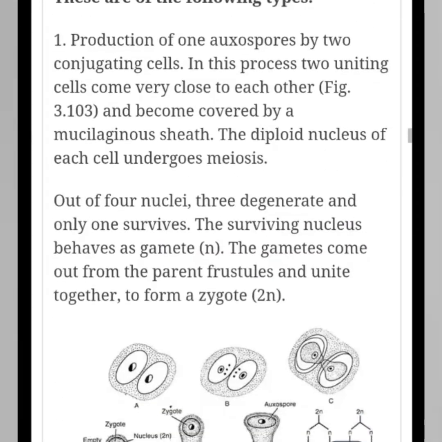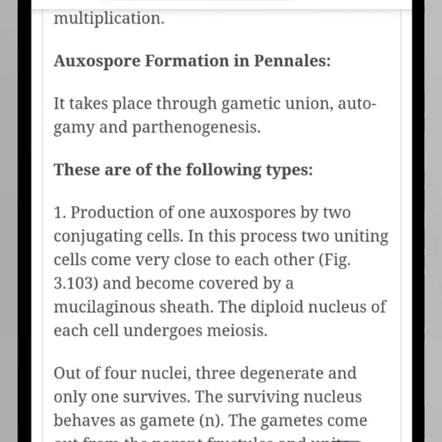First, auxospore formation in pennales. Auxospore formation takes place through gametic union as well as autogamy and parthenogenesis. So let us study one by one. First, gametic union, it means the union of the male and the female gametes. So the first point here is the production of one auxospore by two conjugating cells.